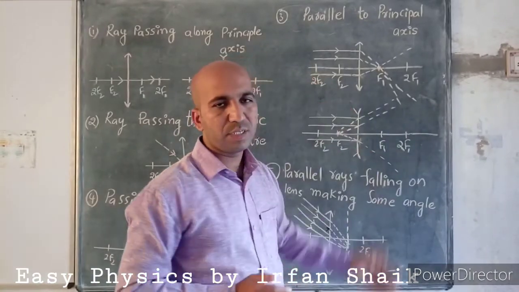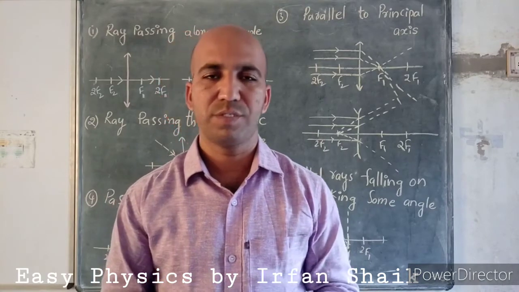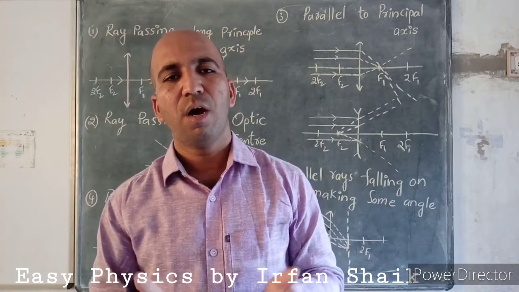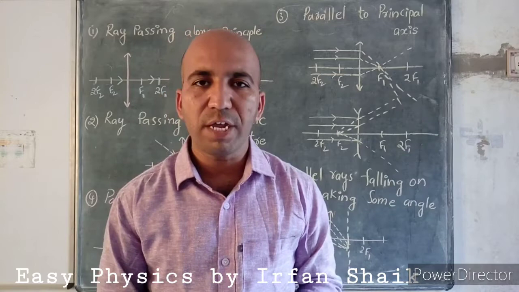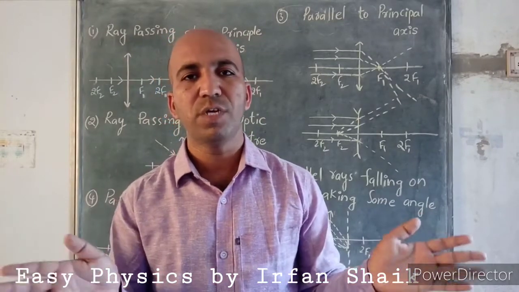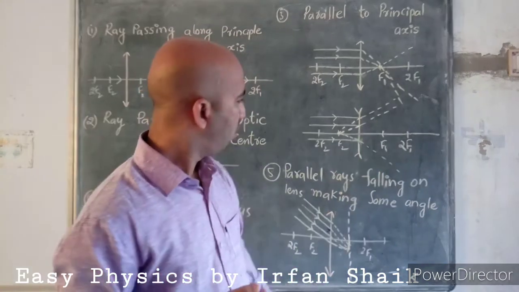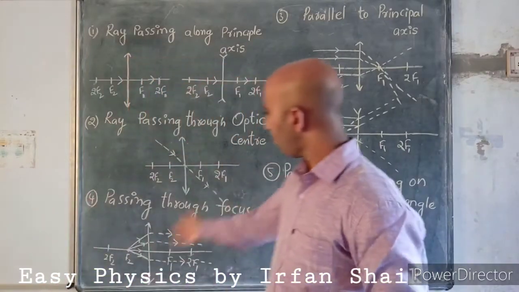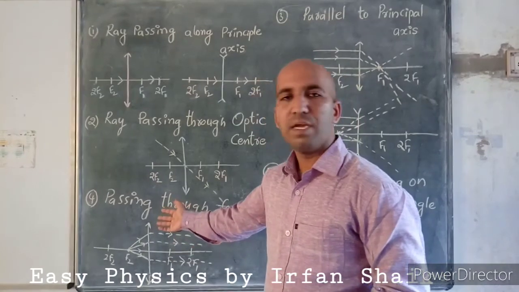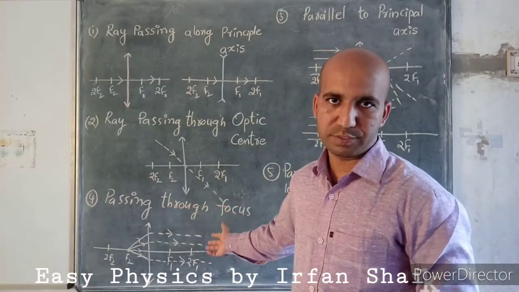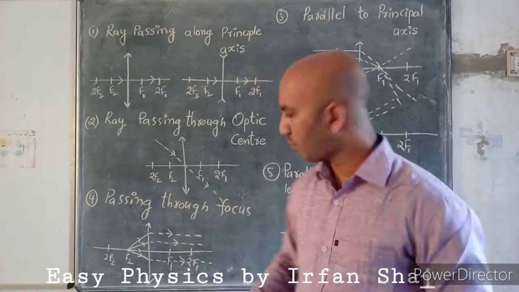So in these two cases, when a beam of parallel light rays passes through the lens, that means passing parallel to the principal axis, if it is a convex lens, they will converge at the focus. If it is a concave lens, here also the light rays diverge, but all the light rays will appear to meet at the focus. Next, fourth case. So here is another case that we need to understand. When a light ray is passing through the focus, what happens? Let us try to understand.